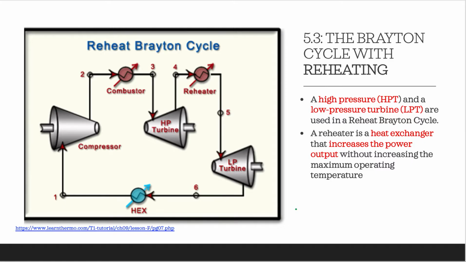So how do we do reheating? If you can see from this diagram, we use two turbines. One turbine we call the high pressure turbine, and the next is the low pressure turbine, HPT and LPT. In between HPT and LPT, there is a reheater. What is the function of the reheater? It is a heat exchanger that increases the power output without increasing the maximum operating temperature.